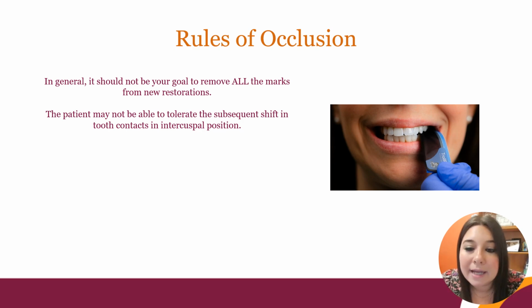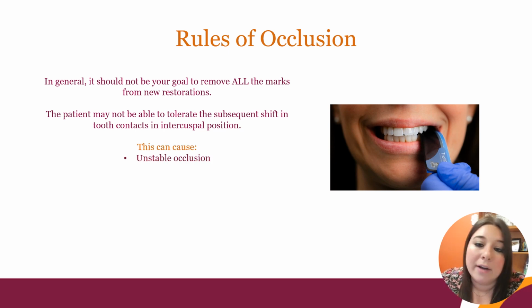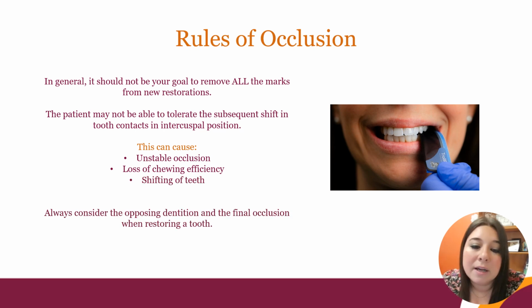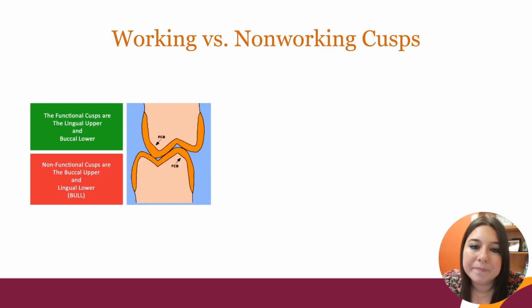So by not having any occlusion on a new restoration, or tooth in general, it can cause a lot of shifting. This can be a problem for the patient because they're going to have unstable occlusion. They may not be able to chew efficiently, especially if there's a gap and they get food in there. The teeth aren't going to be able to grind or chew there, so that's not helpful. Teeth can shift. And we always want to consider the opposing dentition, so the tooth opposite of the restoration, when we're checking occlusion as well.